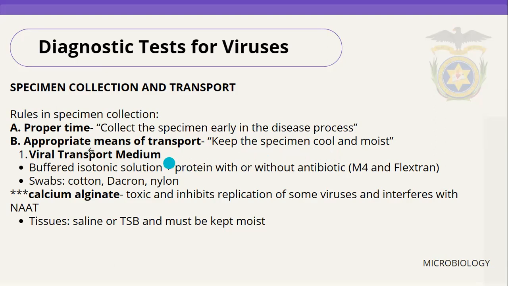So for the transport medium, we have number one, the viral transport medium. And this one consists of buffered isotonic solution plus protein with or without antibiotic, amphotericin and gentamicin. And for swabs, we can use cotton, Dacron, and nylon. So calcium alginate, always remember, it's toxic and inhibits replication of some viruses and interferes with NAT. So tissues can be put in saline or TSB and must be kept moist all the time.